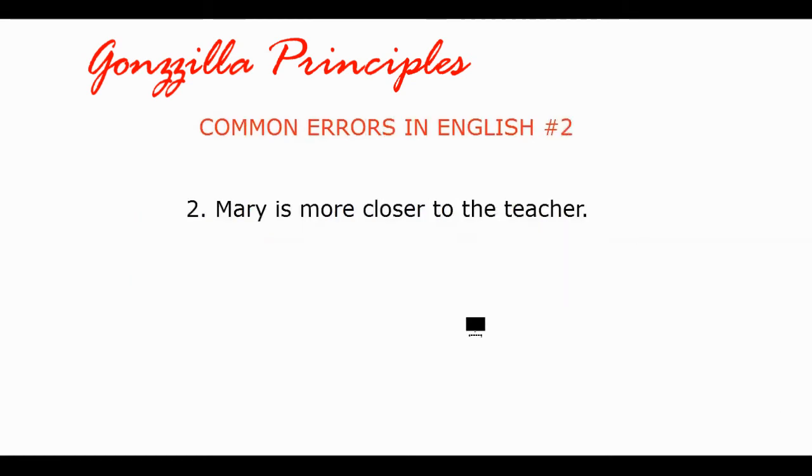Sentence 2: Mary is more closer to the teacher. Now, what could possibly be wrong here? Basically, I have Mary here as my subject, and the teacher here serving as the end of my sentence. You could probably call that the object, but something sits in between the subject and the object here.